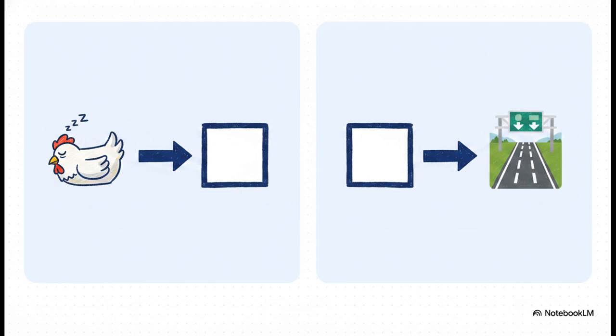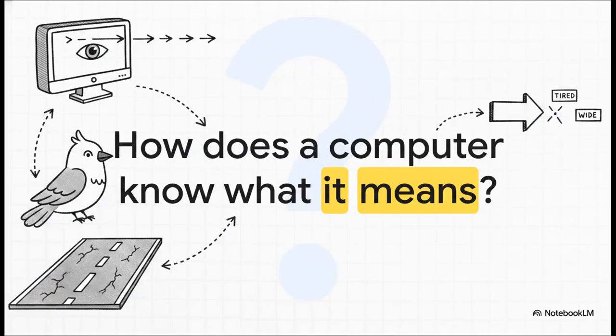But here's the catch. For older, static embedding models, the word it is represented by just a single, fixed string of numbers. It's mathematically identical in both of those sentences. So this presents a pretty massive mystery. If a computer is reading left to right, processing text sequentially, how on earth does it figure out if it is the feathered bird or the asphalt street? I mean, when it hits the word it hasn't even seen the words tired or wide yet.